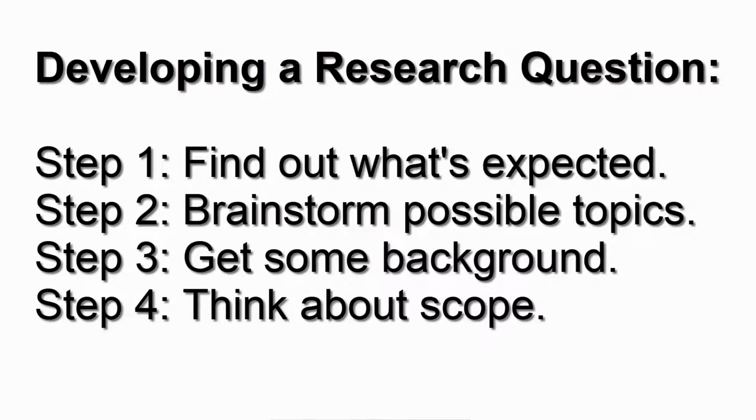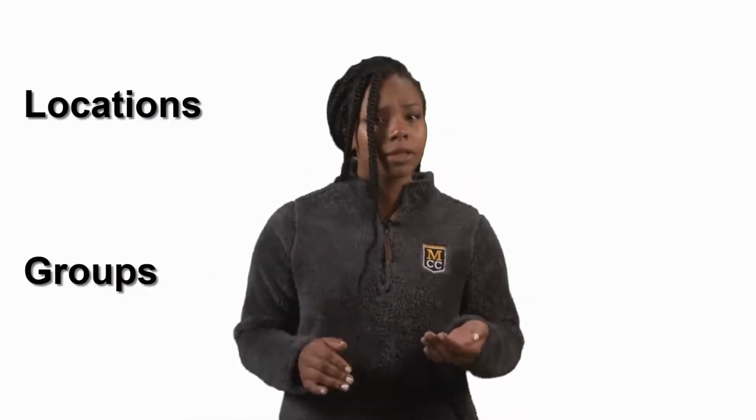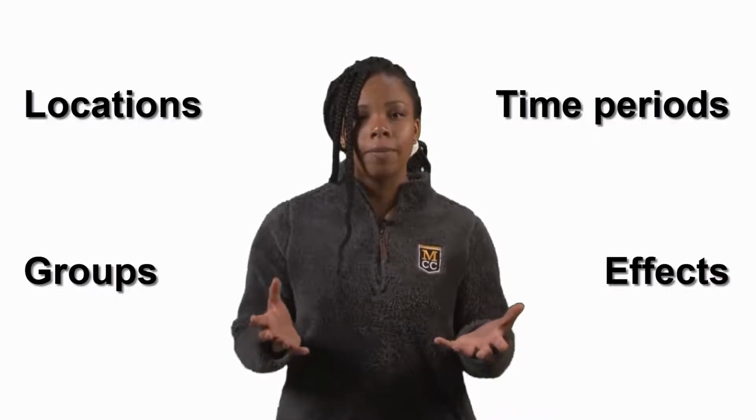Step 4, think about scope. I want a topic that I'll be able to cover in the space that I have. Someone could probably write a book on cultural influences on graphic design and advertising. So, if I'm writing a short paper, I need to focus on some parts of that topic. To do this, I pay attention to which locations, groups of people, time periods, or effects are coming up in my background research. For my question, I could pick 2 countries to contrast during a specific time period.